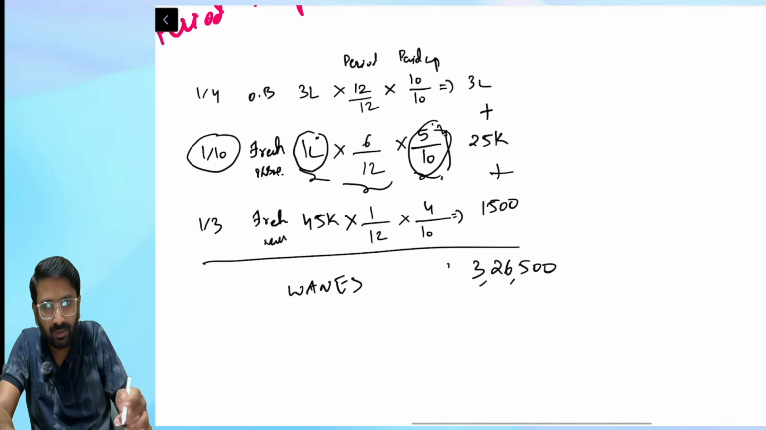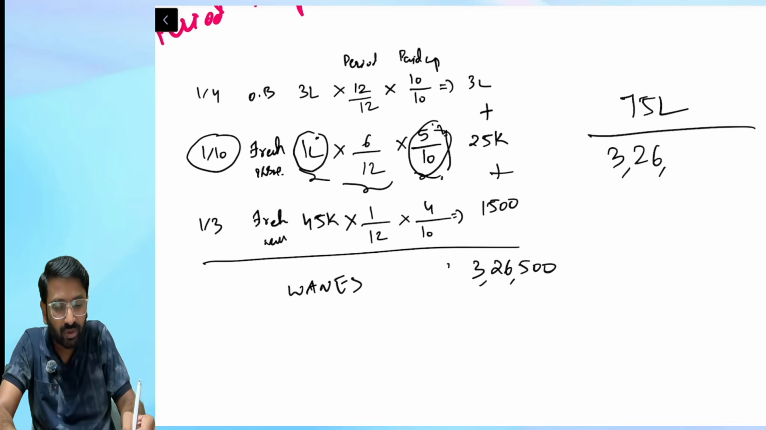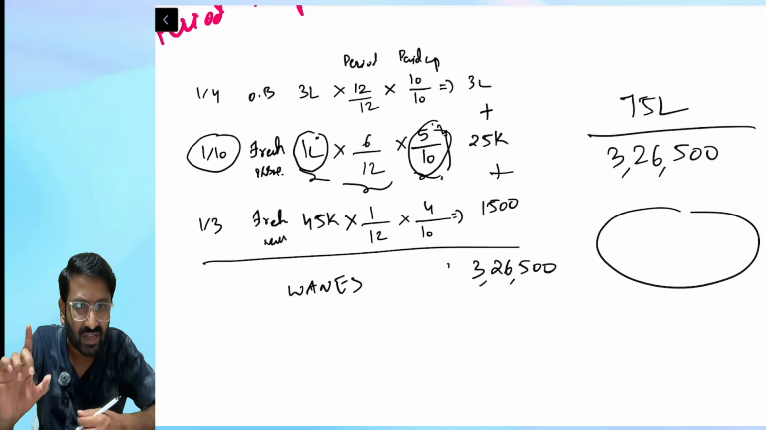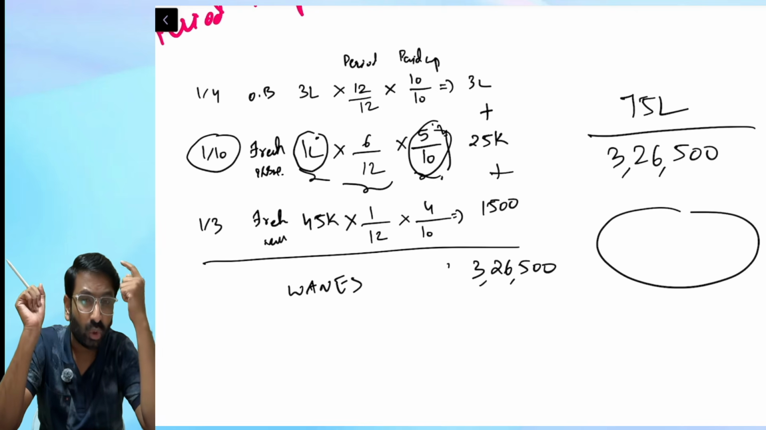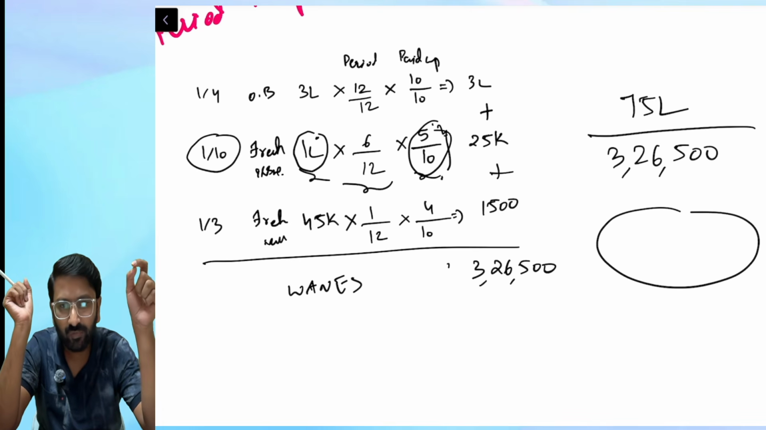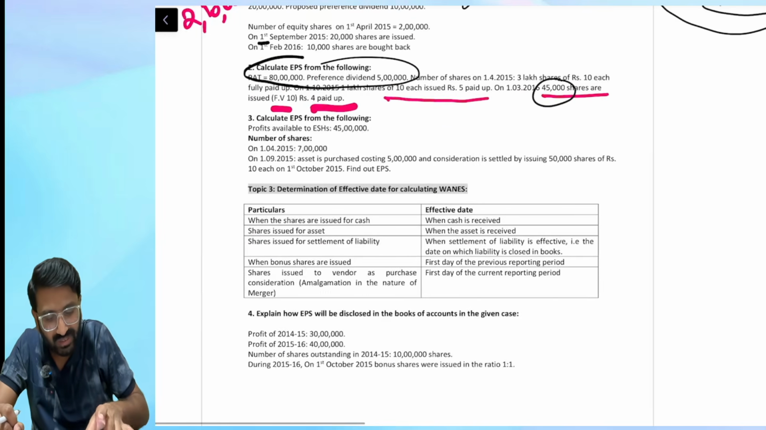So the final formula: profit available to the equity shareholders, 75 lakh, divided by the weighted average number of equity shares, and that should give you basic earning per share. Is that clear? Whenever you are calculating basic EPS, there are two different weights I should consider: period weight also, paid up value weight also. Is that clear? Okay. Let us move on to the next example.